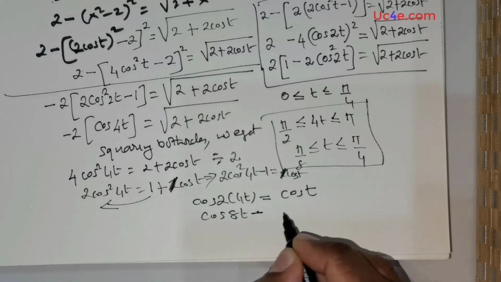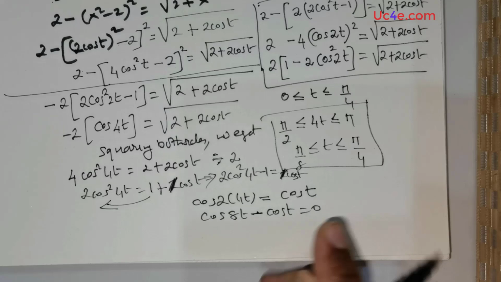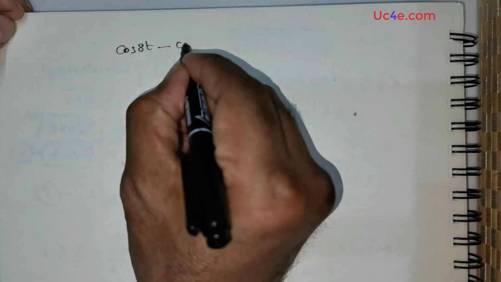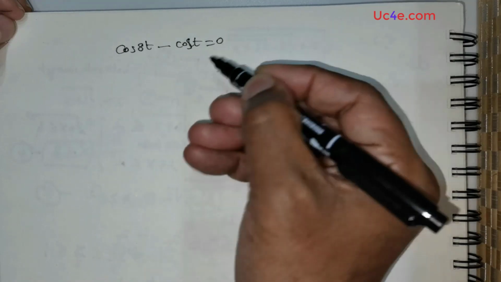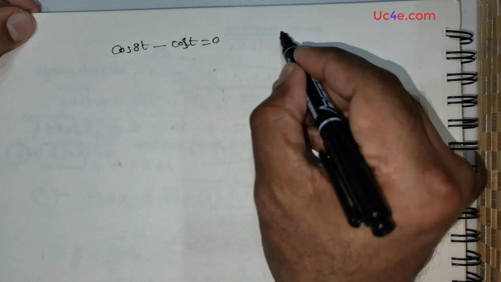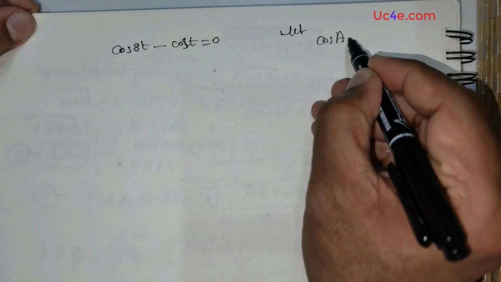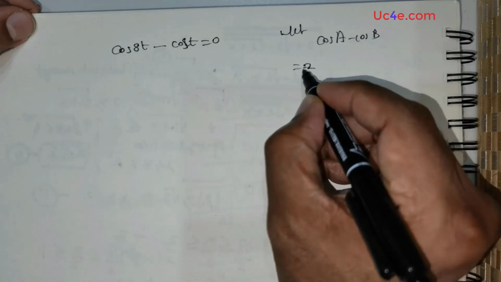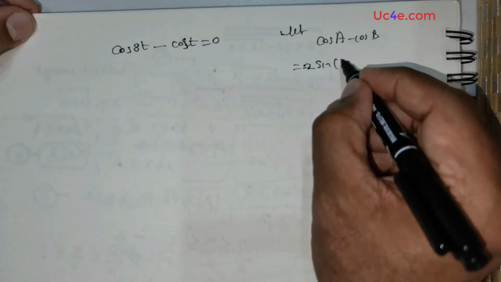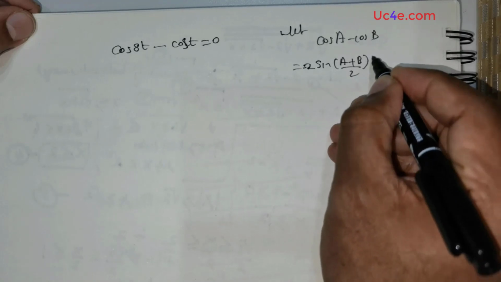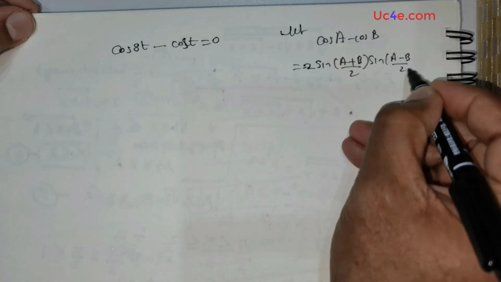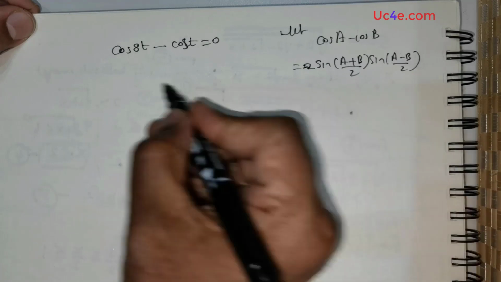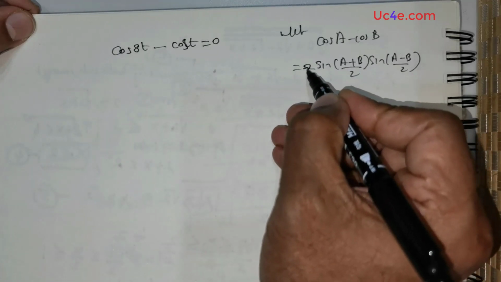If I were to bring it to the other side, I would get cos 8t negative cos t is equal to 0. This is cos A negative cos B. So we have got cos of 8t negative cos t is equal to 0. Now this is very much similar to cos A negative cos B, which has a formula as negative 2 times sine of (A positive B) divided by 2 times sine of (A negative B) divided by 2. So there is a negative sign here. Of course, for this question it doesn't matter, but make sure that you place the negative sign.